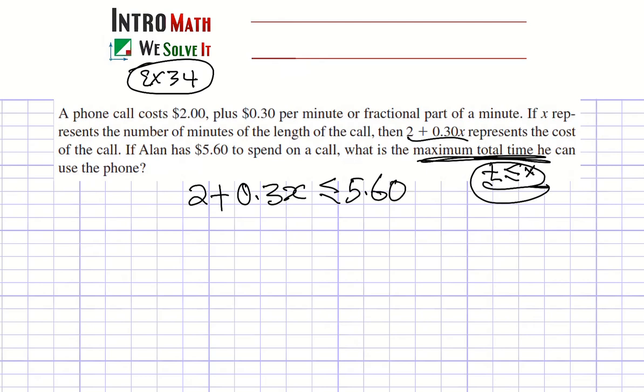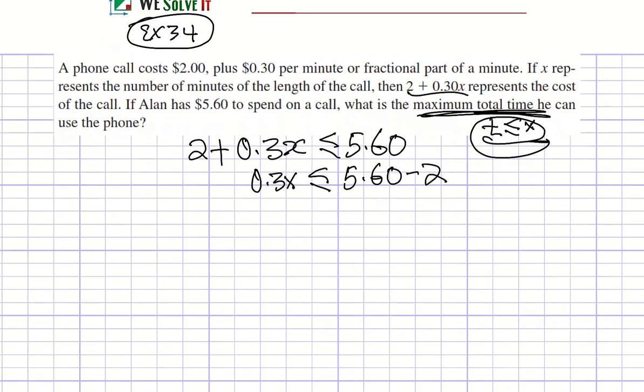It can be equal to it or it can be less. That's all they're saying. So you have to solve that. It's a bunch of decimals, but what you could do is say 0.3x is less than or equal to 5.60 minus 2. When you're working with decimals, it's not that big a deal, you just use what we learned from arithmetic.